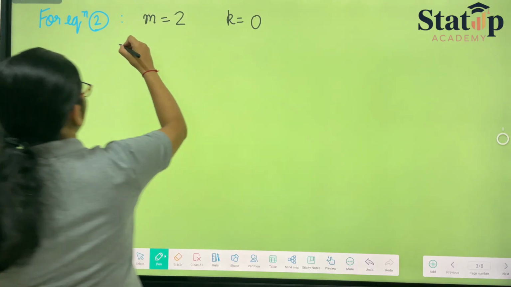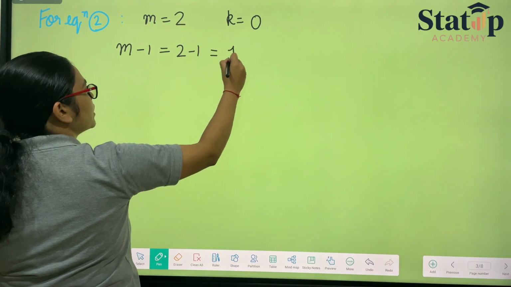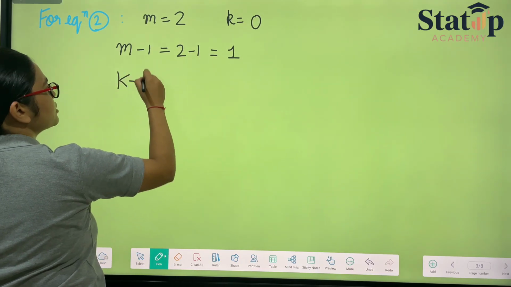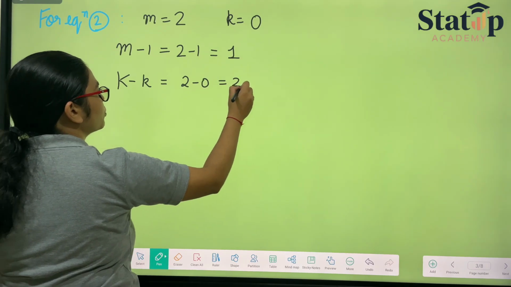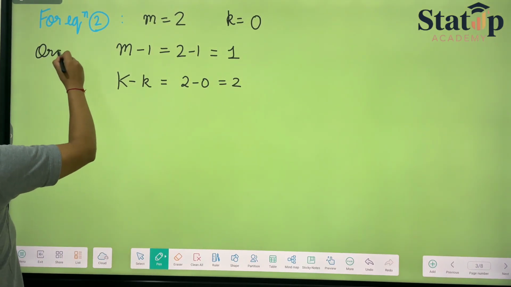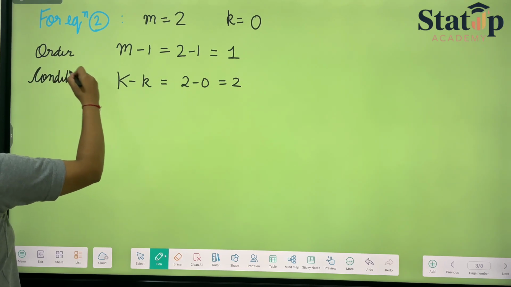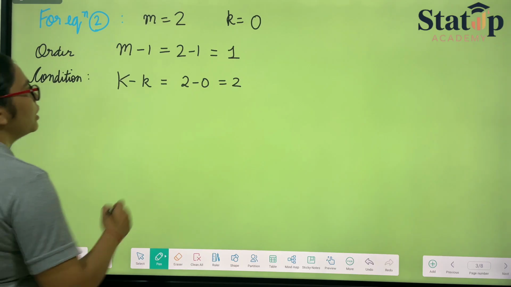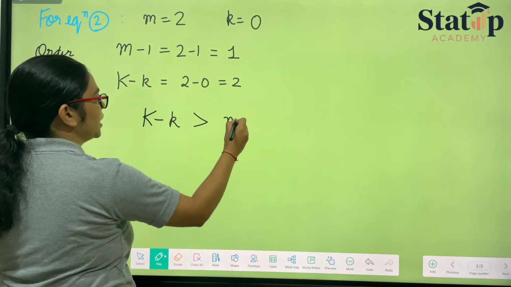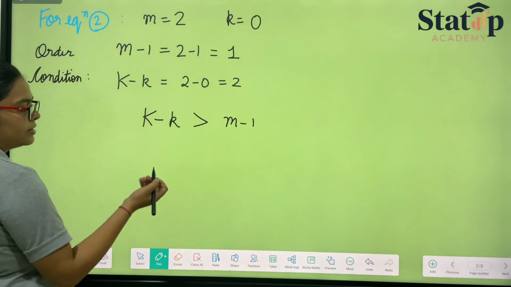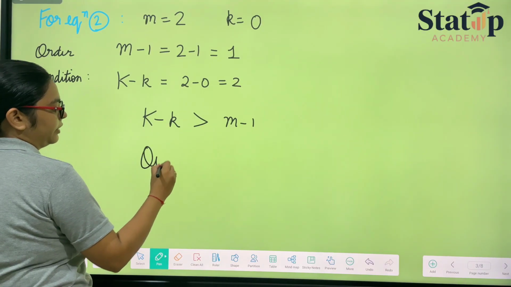Now what is m minus 1 here? M minus 1 is 2 minus 1, which is equal to 1, and capital K minus small k is 2 minus 0, which is equal to 2. Here we are again checking the order condition. Capital K minus small k is greater than m minus 1, and hence from the order condition we can say that our model is over identified.